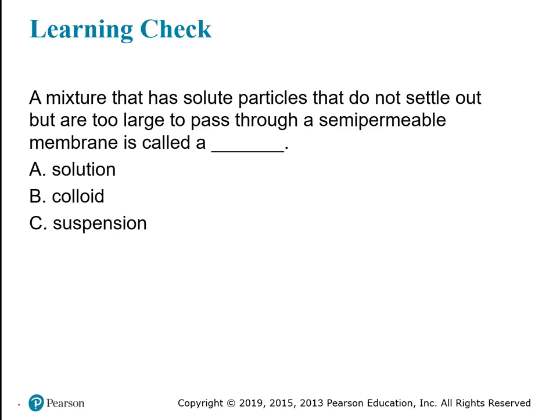Let's go through a learning check. A mixture that has solute particles that do not settle out but are too large to pass through a semi-permeable membrane. What would that be called? So they don't settle, but they can't pass through a semi-permeable membrane. Well, a solution, we said that's like salt water. So that can't be it, because it would pass through the membrane.